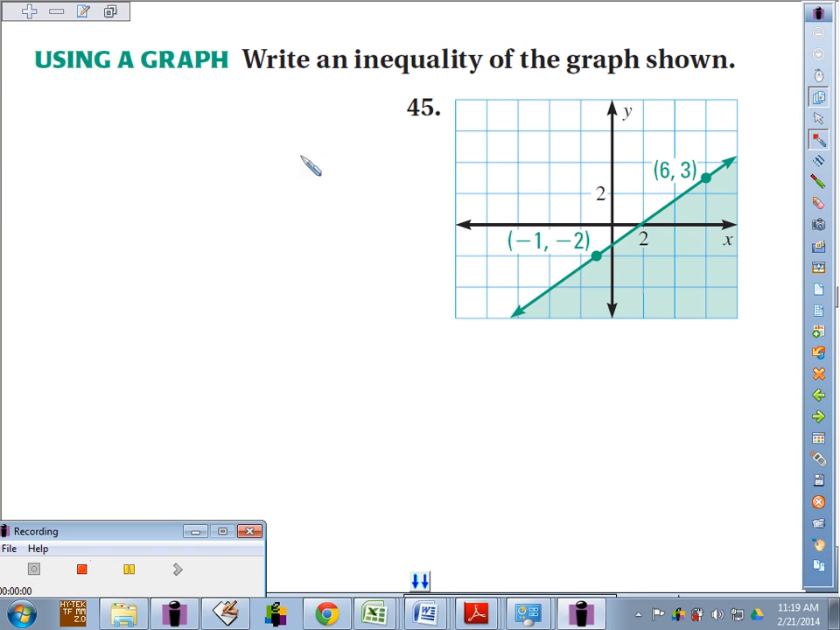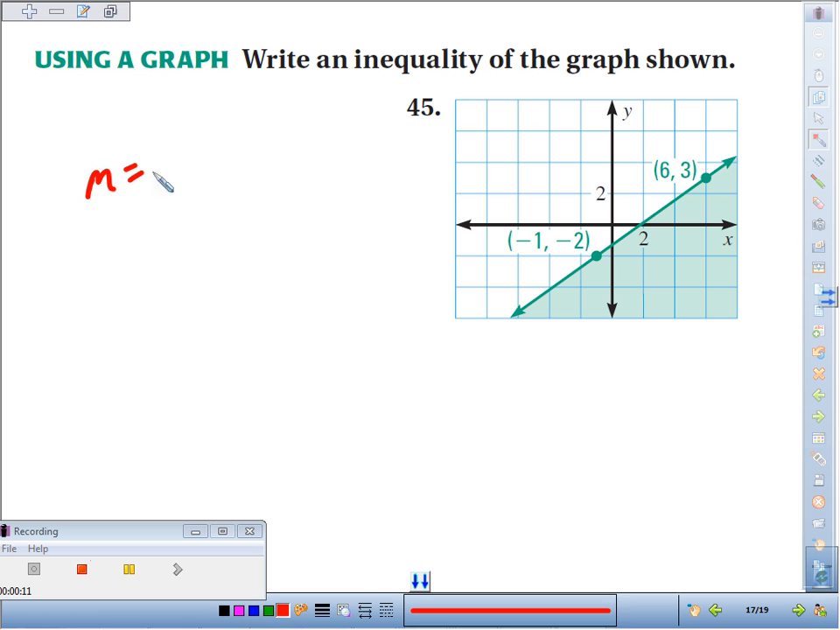Number 45, writing inequality of the graph shown. We need to come up with an equation for the boundary line. The bummer is we can't clearly see the y-intercept, but what we can do is find our slope by using our slope formula, y minus y over x minus x. We're looking at a slope of 5/7.